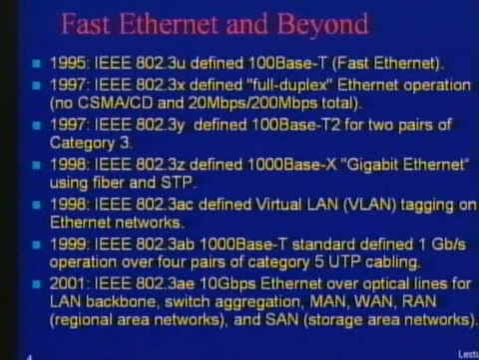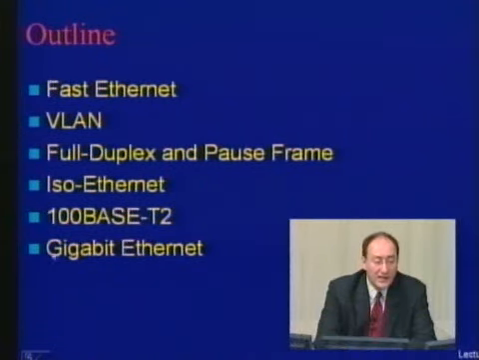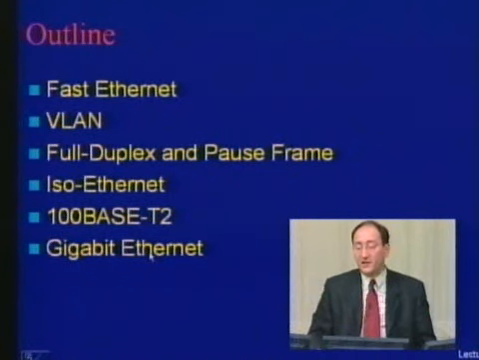So this is the whole story, and we go over this entire story in this lecture, which is lecture 8. The outline of this lecture is as follows. First I talk about fast Ethernet, which is that 100 megabit per second. Then I talk about VLAN, full duplex, and pause frame. Then I talk about ISO Ethernet. I talk about 100BASE-T2 and gigabit Ethernet. Hopefully I will finish them in this lecture and the lecture after.